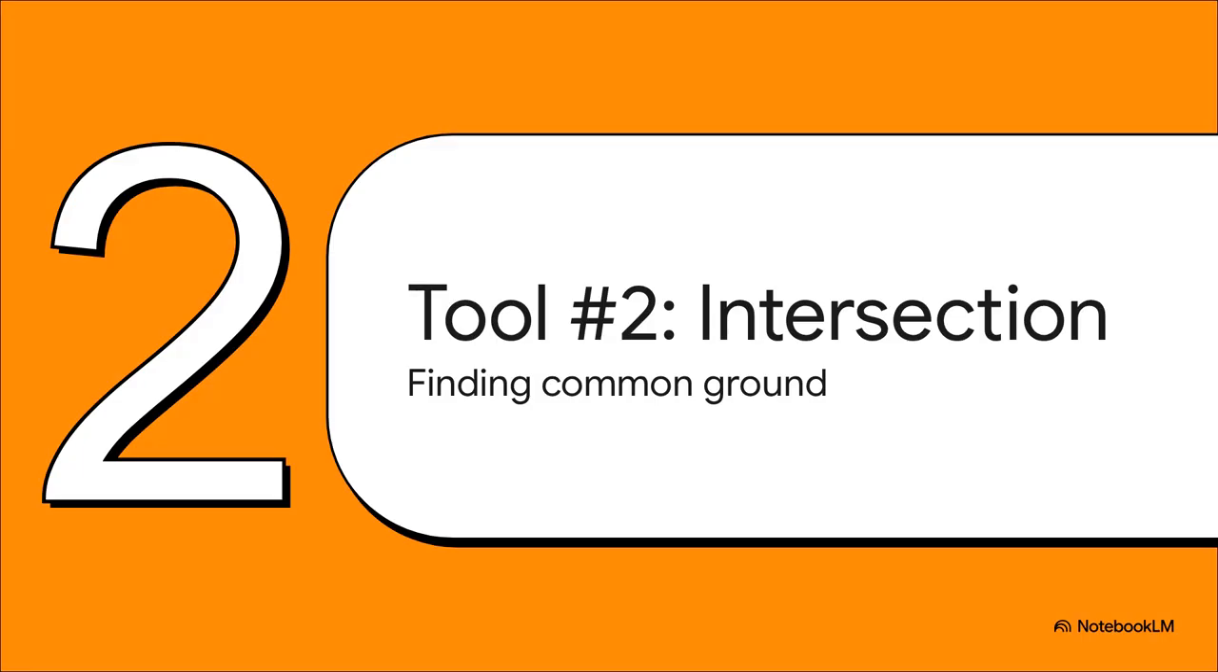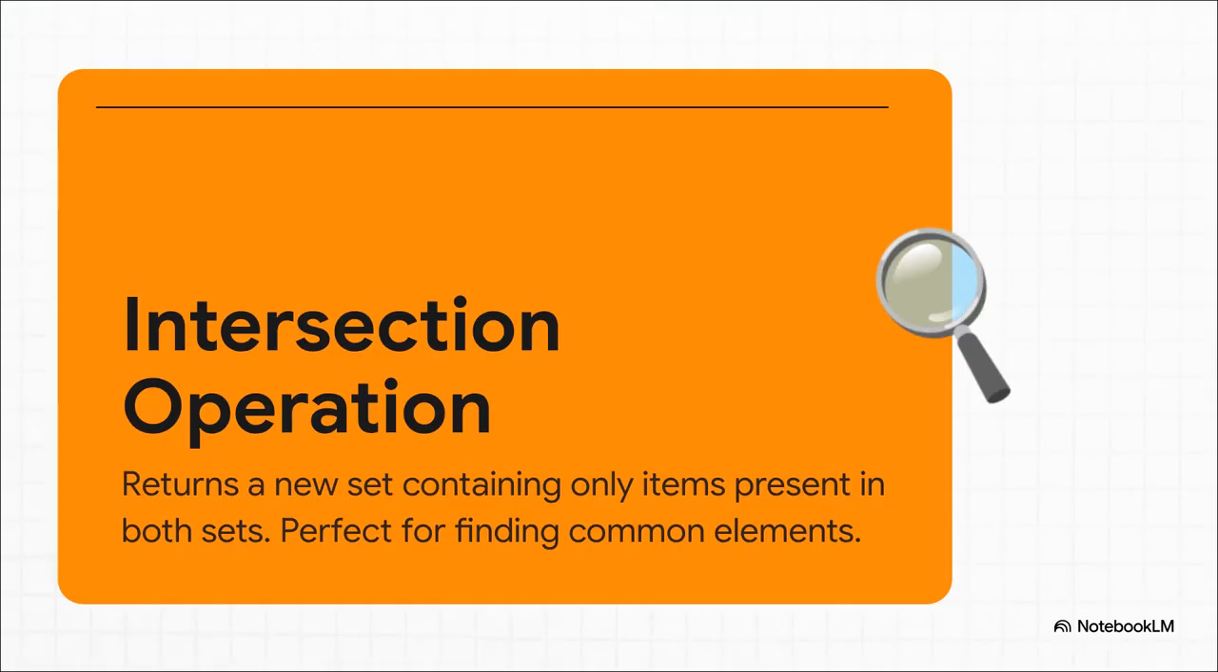All right, toolkit time. Let's grab tool number 2, the intersection. So if union was about combining everything, intersection is all about finding what they have in common. This right here, this is how we solve that playlist problem from the start. Remember, what songs are on both my playlists? An intersection looks at two sets and gives you back a new set that contains only the elements that they share. It's perfect for finding that overlap.